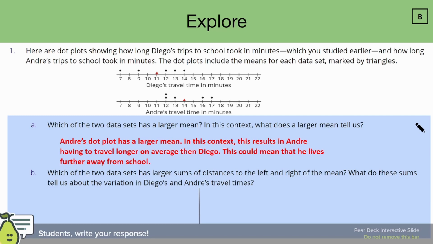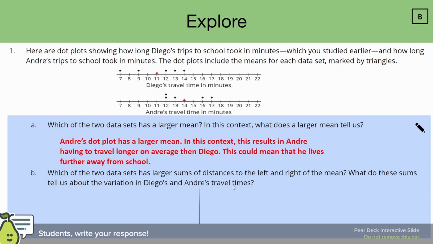With that said, let's move on to part B. Please pause this video, read part B to yourself, and then we will read it together. All right, welcome back. Part B reads, which of the two data sets has a larger sum of distances to the left and right of the mean? What do these sums tell us about the variation in Diego's and Andre's travel times?